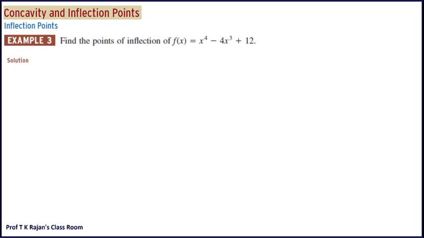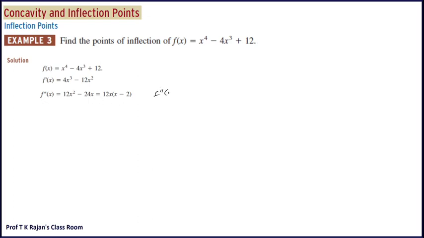Here we have to find the inflection point of the function f x is equal to x raised to 4 minus 4x cubed plus 12. So as we discussed, the given function is f x is equal to x raised to 4 minus 4x cubed plus 12. You find the first derivative and the second derivative. You can see that the second derivative f double dash x is equal to 12x into x minus 2, which exists for all x. So there is no point where f double dash x does not exist.